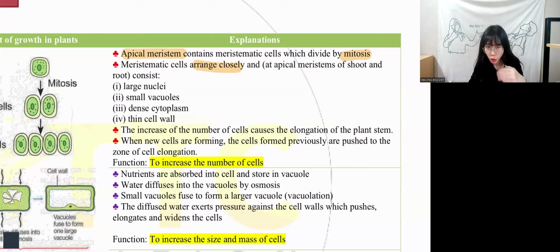Cell wall is thin. So in order to carry out this process, nuclei and nucleus, singular and plural, are the same thing. In biology, they don't really care whether you write singular or plural because it's not important.